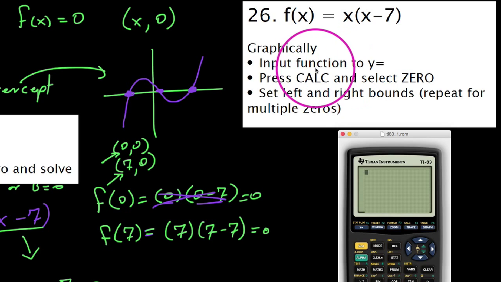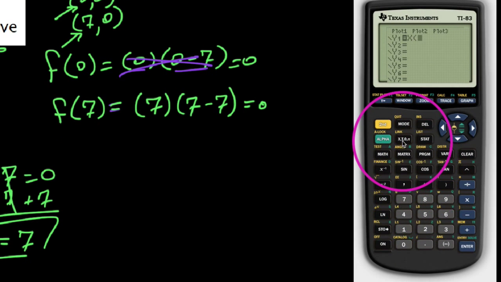Graphically, what we're going to start with is we're going to push the y equals button, which is this top left button here. You'll notice it also says F1, kind of like the F keys on your calculator or your computer. But we're going to put this function in, and your x key is this one right here. It says x comma t comma theta comma n. But we're going to say x, and then I'll put a parenthesis, and we say x minus 7. Let me get that minus in there. Minus 7. And end parenthesis. And the next button we're going to hit here is graph.